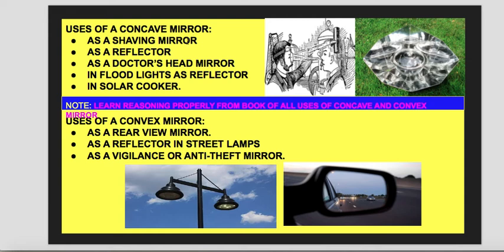Why use the concave mirror as a shaving mirror? Because even for the tiniest hair, it gives a magnified image, so we can see it very clearly and shaving can be done. Solar cooker, because it converges all the parallel beams of sun rays coming to a particular point called the focus, and at that focus the vessel can be kept and the sun rays can be concentrated at a particular point and it can be cooked. So all these reasonings you must learn, my dear students.